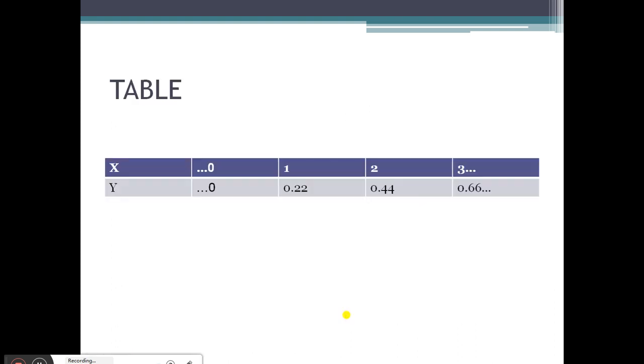Now dear student, we have to find ordered pairs. It depends upon you how many ordered pairs you want to find. I took 0, 1, 2, 3 and our ordered pairs are (0, 0), (1, 0.22), (2, 0.44), (3, 0.66). We draw it on the graph. So (0, 0) is our first ordered pair, (1, 0.22) is our second, (2, 0.44) is our third and (3, 0.66) is our fourth ordered pair. We plot it on the graph and a straight line is formed.